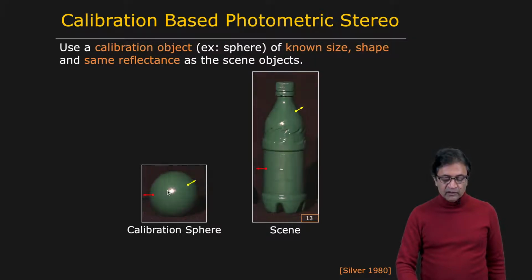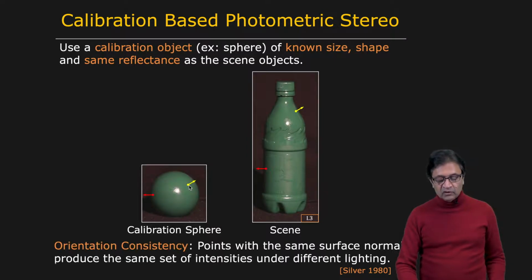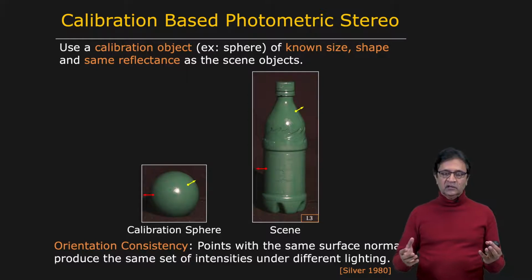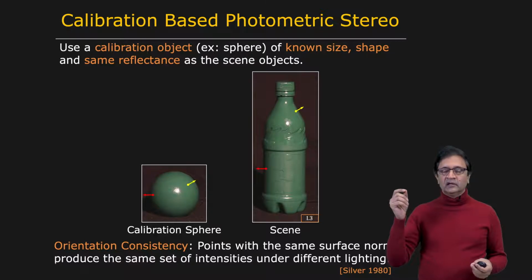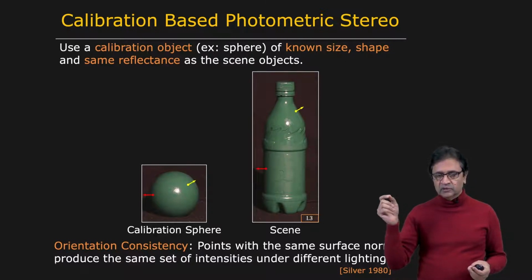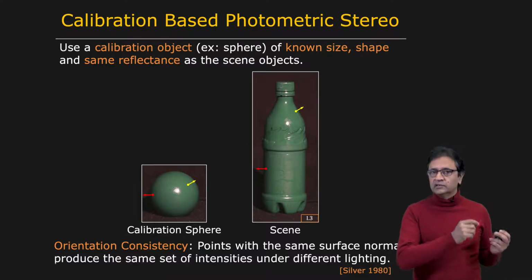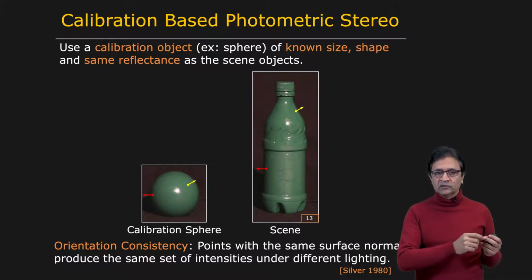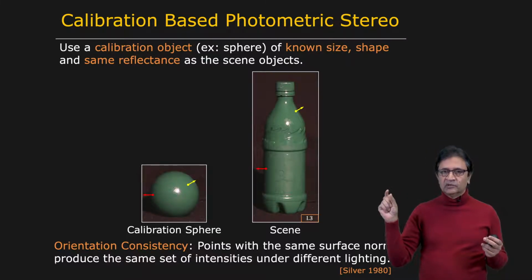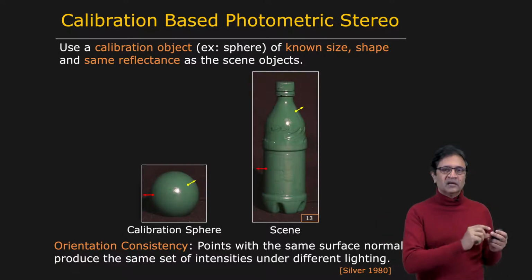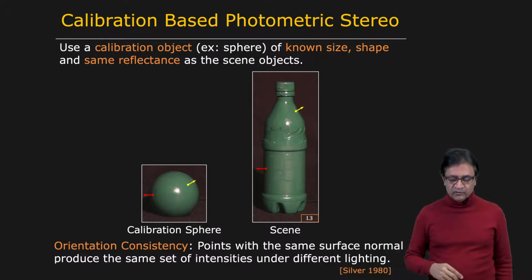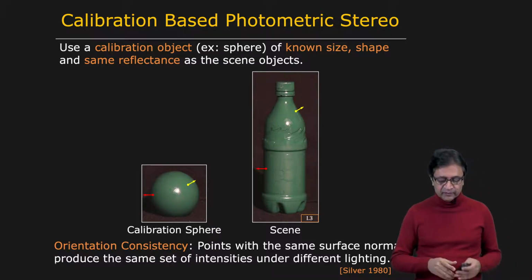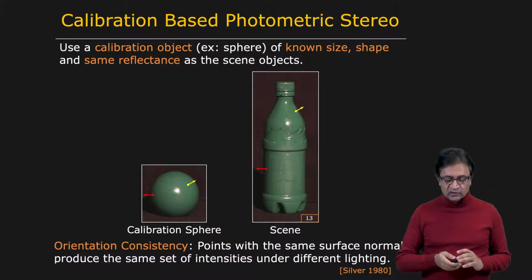If you change the lighting, that remains true. Change it again, that remains true. And this is called orientation consistency. That is, if you're looking at the same material, if you're looking at a given surface normal on the object, and you go to the sphere and you look at the same surface normal, the set of intensities produced by the point on the object should be exactly the same as the set of intensities produced at that point on the sphere with the same surface orientation. And that's the fact that we're going to use to solve the problem.